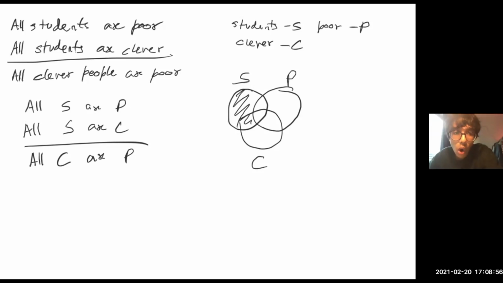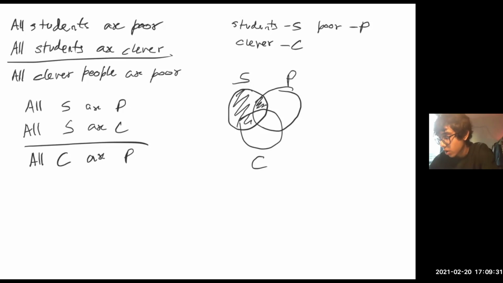The next premise is all S are C. Similarly, we use the representations to cross out another area of the Venn diagram. We cross that area out because that area represents students that are not clever, and we know that all students are clever. Finally, we've completed the diagram, and now we need to check whether the conclusion is true or false.